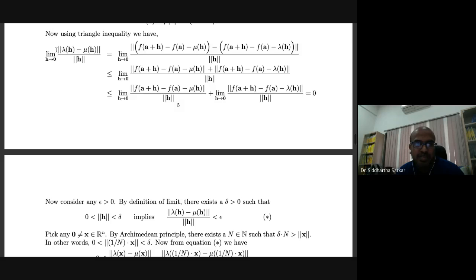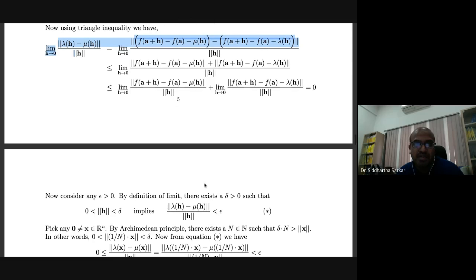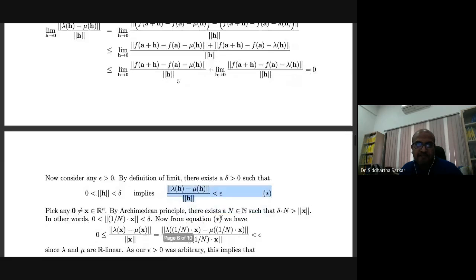Okay, so if this limit is 0, what we started with, the limit as h tends to 0 of norm of lambda h minus mu h divided by norm of h, I should be able to write it in the more explicit epsilon-delta definition. This is what I did. Take any epsilon positive. Then the definition of limit says that there should be a delta positive, so that if you pick all h from the deleted neighborhood with radius delta around 0, then this expression should be less than epsilon. That's directly coming from this limit being equal to 0.